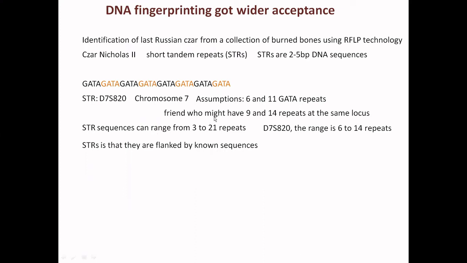But a friend might have 9 and 14 repeats. So for D7S820, for the two individuals, the banding pattern is different. In one it is 6 and 11, in another it is 9 and 14. And the STR sequence can range from 3 to 21 repeats. For D7S820, the range is 6 to 14 repeats. So this is the number of the repeats, 6 to 14.